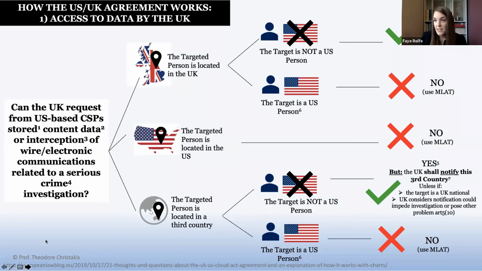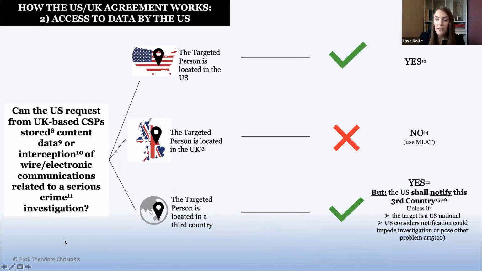Now the next slide is very similar, but it's the other way round. Can the US request from the UK data in relation to an investigation? And you'll see on this slide, when the person is located in the US, then yes, they can obtain that information. However, of course, this is all subject to the same targeting and minimisation agreements that we covered earlier.